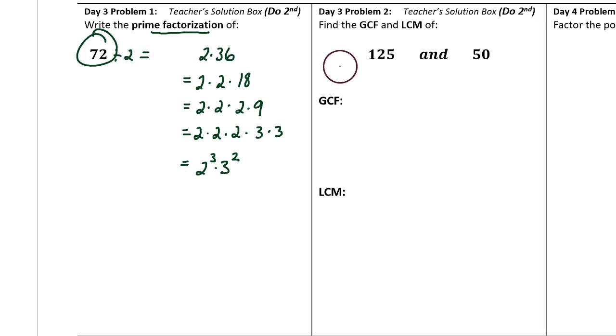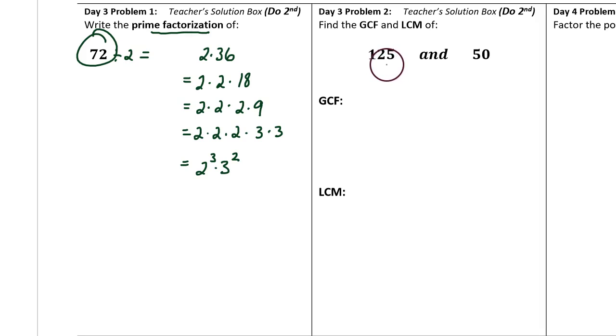Day 3, problem 2. Find the greatest common factor and the least common multiple of these two numbers. The greatest common factor means the greatest or largest factor that's common to both numbers. For example, 5 is a factor of this one and this one, but is 5 the largest common factor? Or consider that 10 is a factor of 50, but is 10 a common factor? Is it a factor of 125?